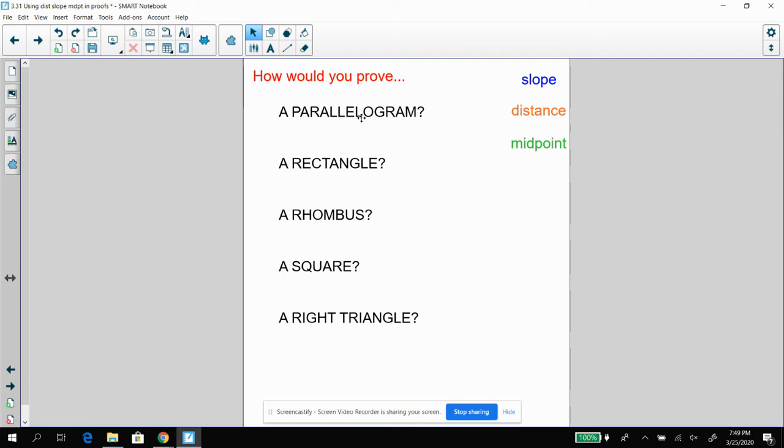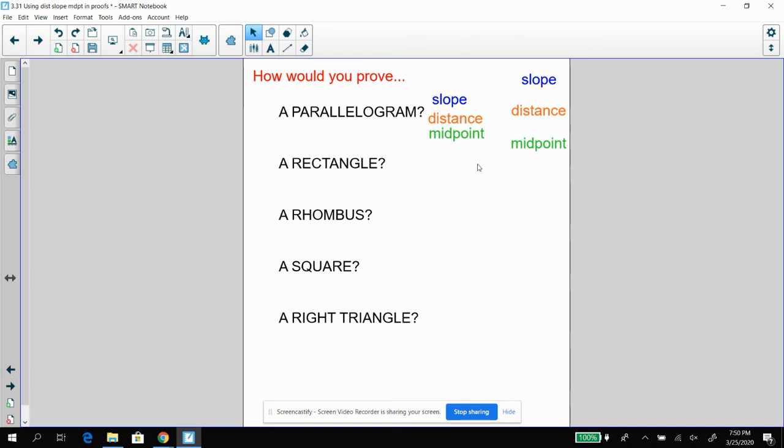So if I want to prove that the opposite sides are parallel, the tool that I would use there is the slope. Look at that technology. Amazing, right? And if I want to prove that both pairs of opposite sides are congruent to each other, boom, I'd use the distance. And if I want to prove that the opposite angles are congruent, that's actually kind of tricky, so we're not going to be doing that. Don't worry. We'll do it on particular kinds of parallelograms, but not parallelograms in general. And the midpoint we could use, just like we did before, to prove that the diagonals bisect each other.